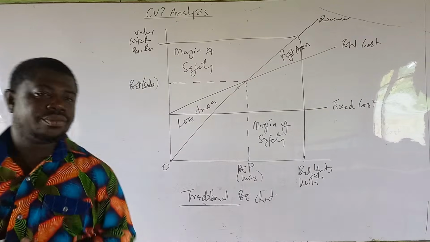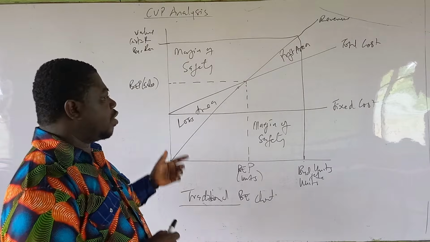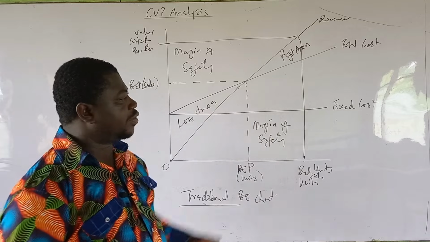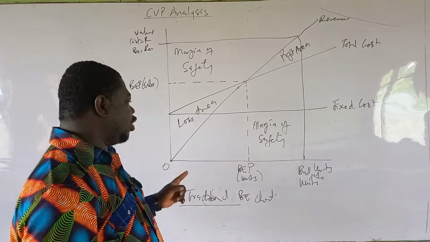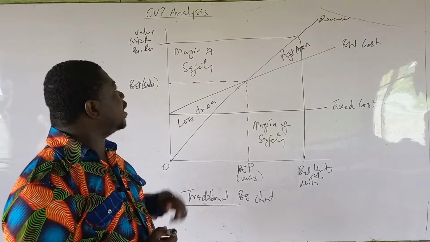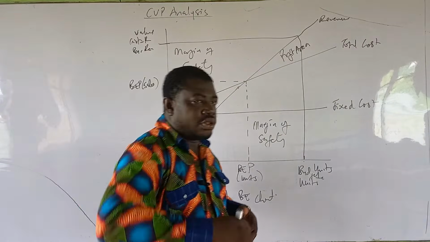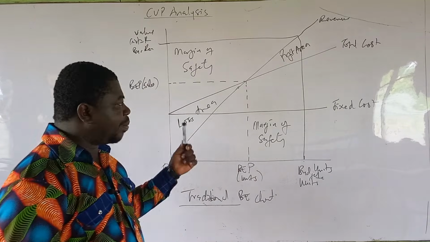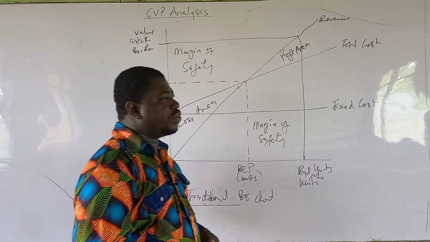All right. So I'm sure this is now very understandable for you. Profit area, loss area, margin of safety, margin of safety. And the only thing we did not plot here is the variable cost. But we're going to do that in the contribution break-even chart. So let me quickly clean this and then explain the contribution break-even chart as well.